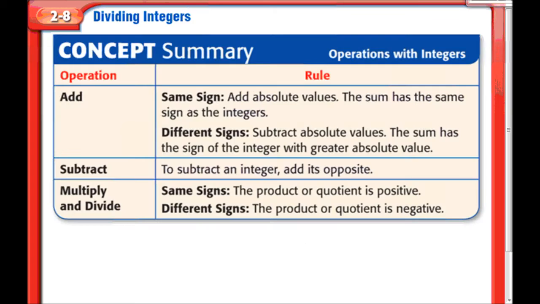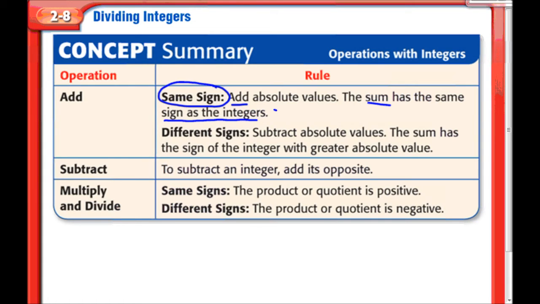And moving on. Here's our summary. So you can see we're going to look at how to add, subtract, multiply, and divide with integers. So let's go back over these rules. So the first rule is with adding. 2 different things to keep in mind. If you have the same sign when you're adding, just simply add them together. And the sum is going to have the same sign as the integers.